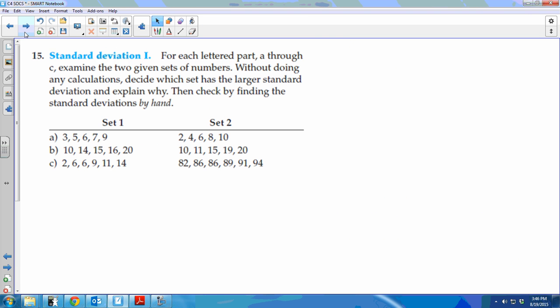One more question. For each lettered part, A through C, examine the two given sets of numbers without doing any calculations. Decide which set has the larger standard deviation and explain why. Then check by finding the standard deviations by hand. Well, I'm not doing those by hand. We already talked about that. But here's the deal. So let's look at A. We're not doing any calculations. We're just going to be looking at them.